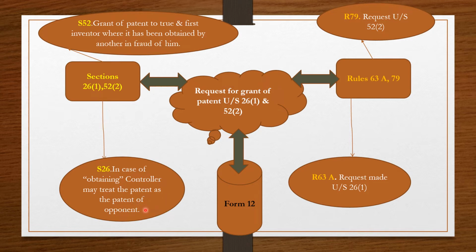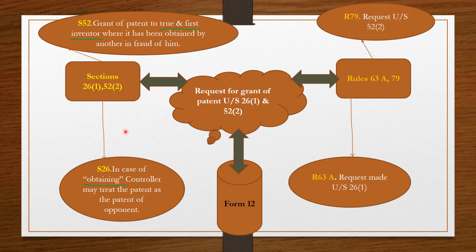Okay, so you just mark here, the keyword here is obtaining. Fine, and now we will go to Section 52. The title is grant of patent to true and first inventor where it has been obtained by another in fraud of him. Okay, so here the keyword is true and first inventor.